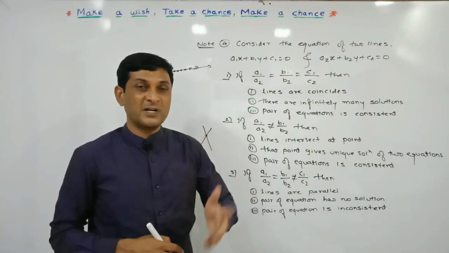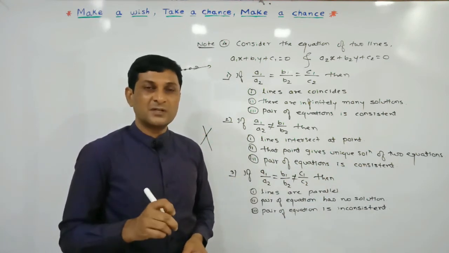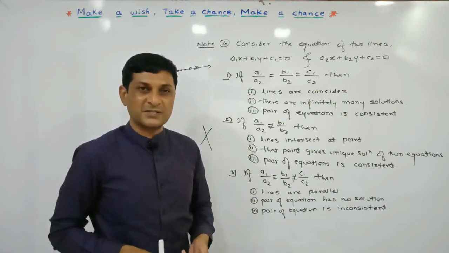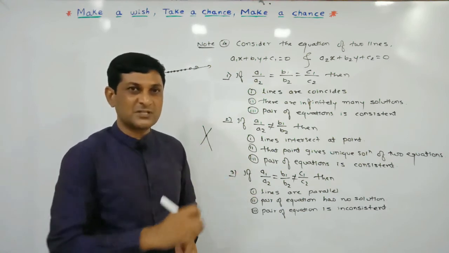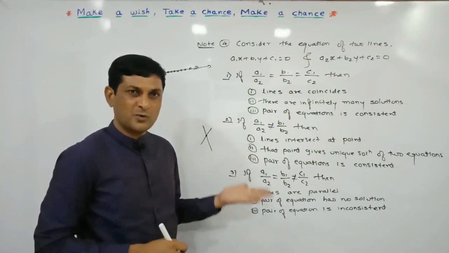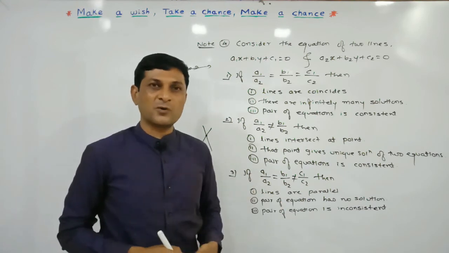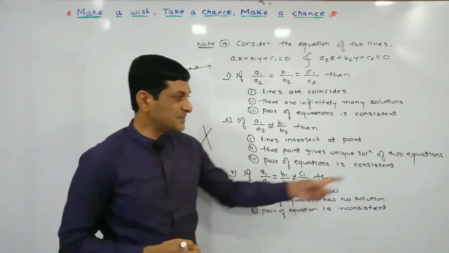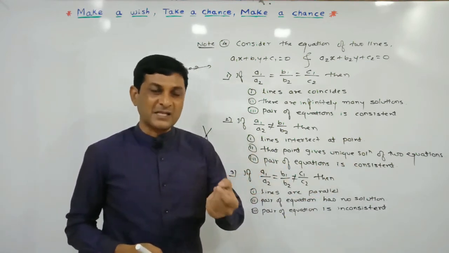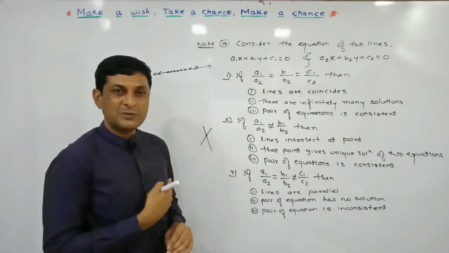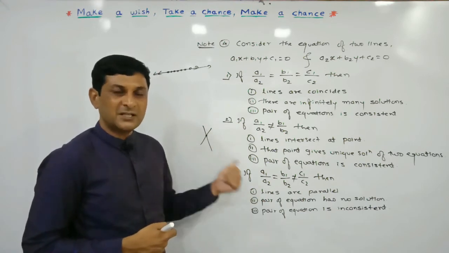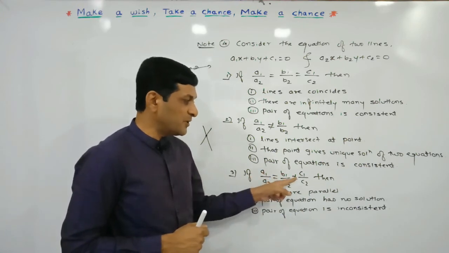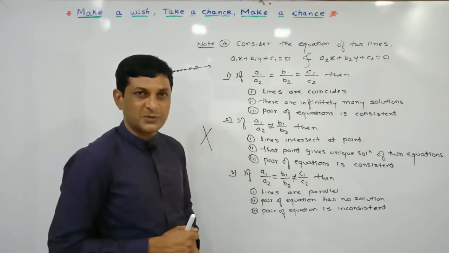So remember this word consistent, used in many examples. You should know what the meaning of consistent is. It is given in the options to check whether the equations are consistent or not consistent. Not only in lines, it can also be used in conic sections also. Means parabola, hyperbola, ellipse also. Remember it. Consistent means what? If two equations have at least one common solution, then we can say that the given two equations are consistent.